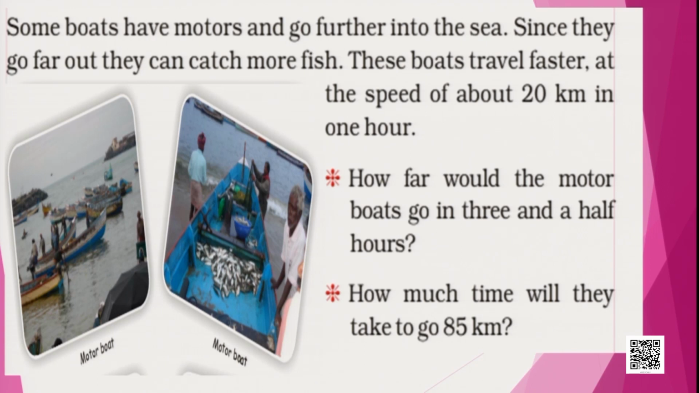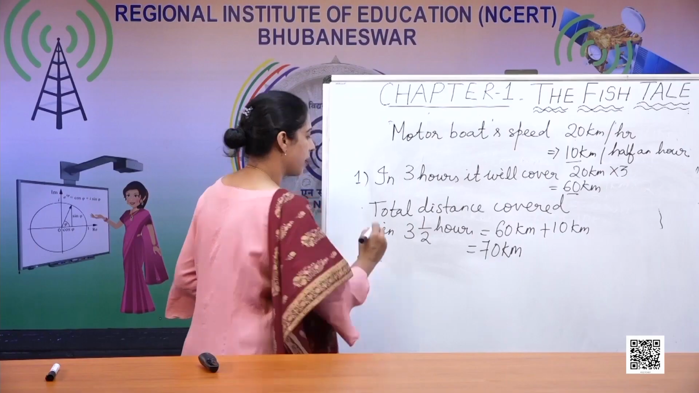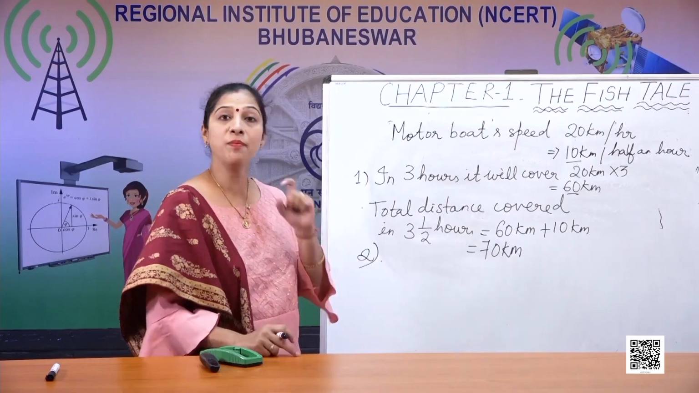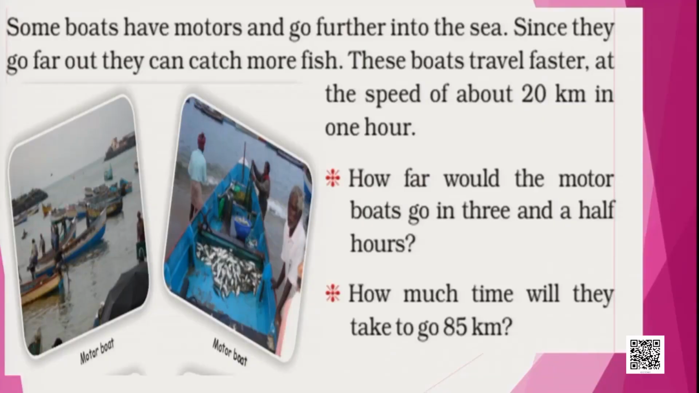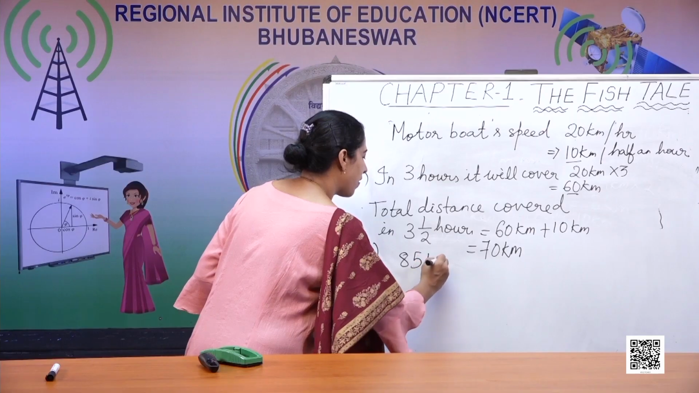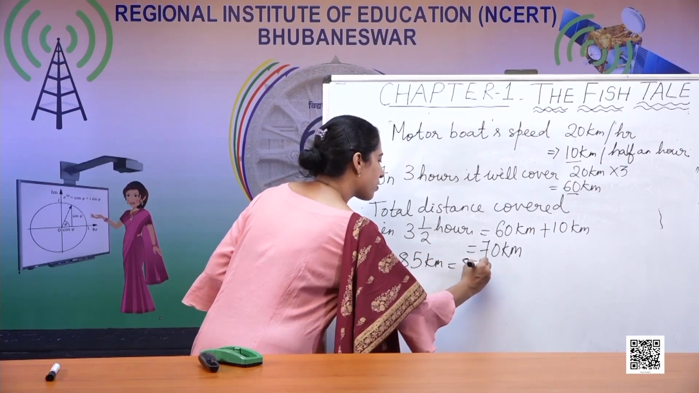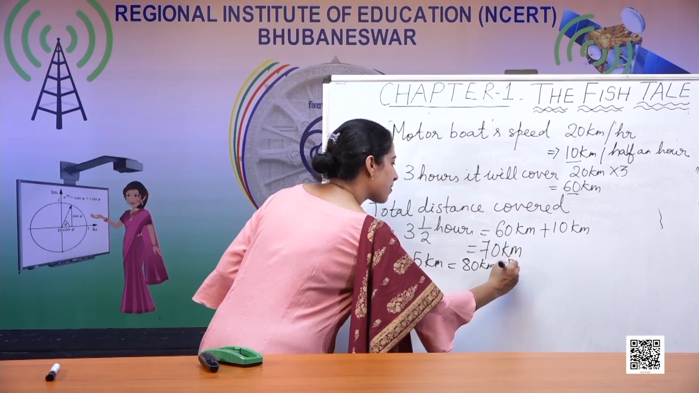So we have to first find out 80 kilometers plus 5 kilometers. Isn't it? 85 is 80 plus 5. So how much time will it take to cover 80 kilometers? Let's see now. This is the first question. This is the second question. So the question is, how much time will it take to go 85 kilometers? Now we can write down 85 kilometers is equal to 80 kilometers plus 5 kilometers.